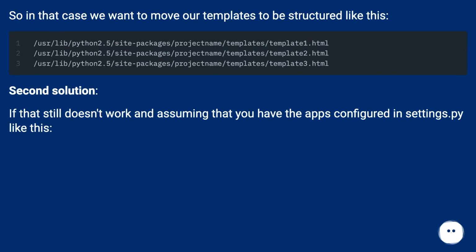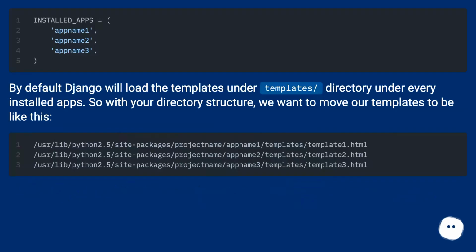Second solution. If that still doesn't work, and assuming that you have the apps configured in settings.py like this, by default Django will load the templates under the templates directory under every installed app. So with your directory structure, we want to move our templates to be like this.